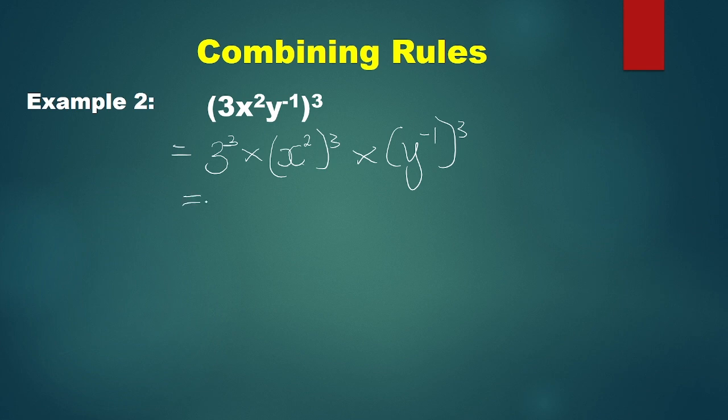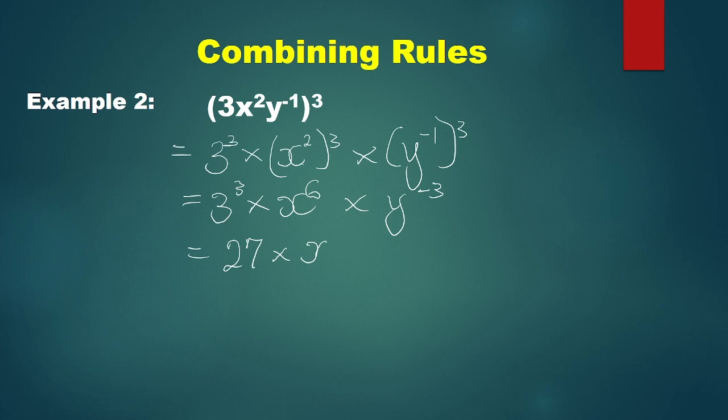So what do we have? 3 raised to the power of 3 multiplied by x raised to the power of 6 multiplied by y raised to the power of negative 3. So I end up having 3 times 3 times 3, that's 27, times x raised to the power of 6 multiplied by y raised to the power of negative 3. So the solution to that question is simply 27 x raised to the power of 6 y raised to the power of negative 3.